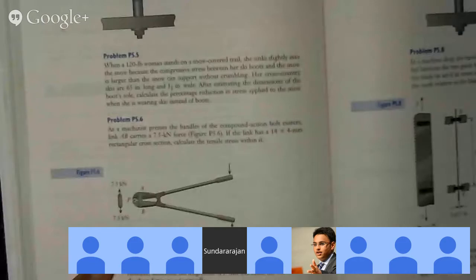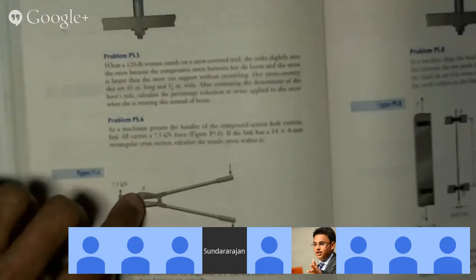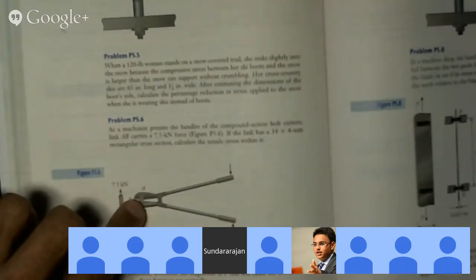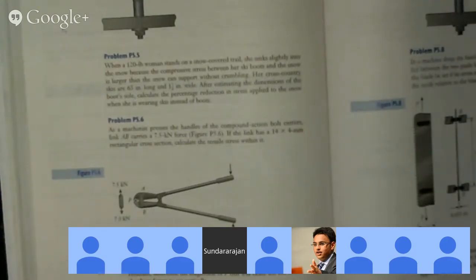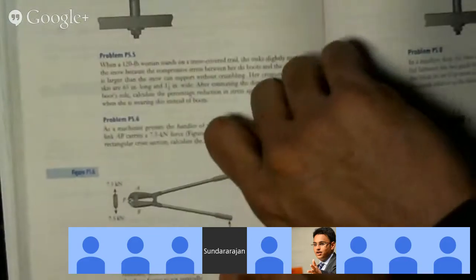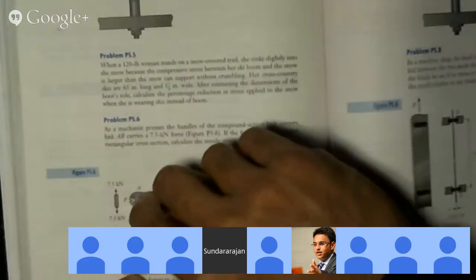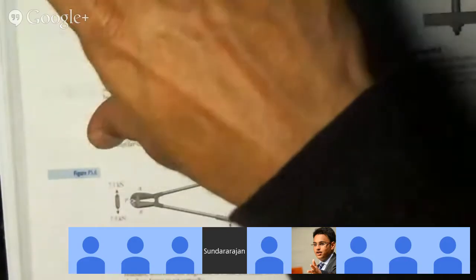What are you asking about? Where we're talking about this pin. We're talking about this little link here, A, B. It would be sheared. The link will be sheared? Oh, sorry. Tension, because when you press on this, A and B are going to be pulled apart.